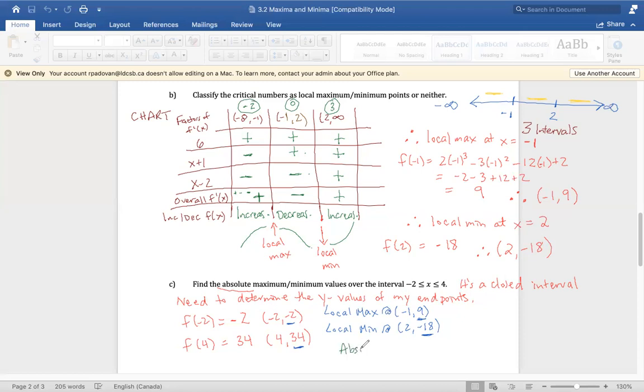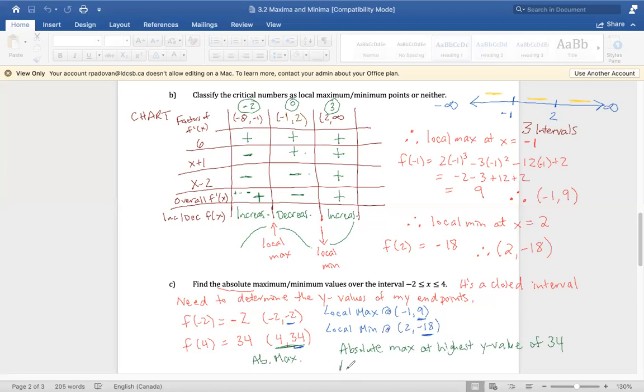Because my absolute maximum would be the highest y value. So my absolute max is at the highest y value, which is 34. So this is my absolute max, absolute maximum point. There isn't another point that is higher than this.